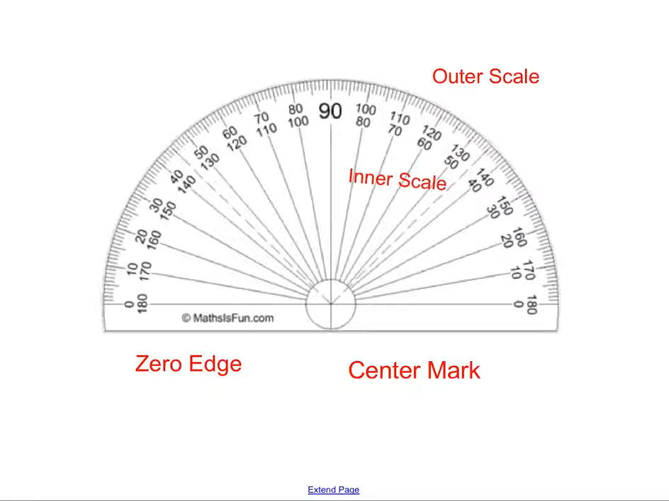So when you use a protractor, protractors have some different parts. First of all, this is called your centering mark. So that goes right on your vertex. You have a zero edge. You have an inner scale and an outer scale. So you have two scales, and so you need to first decide when you look at an angle if it's acute or obtuse. If it's acute, you know you'd be using the smaller of the numbers. When it's obtuse, you'd be using the larger.